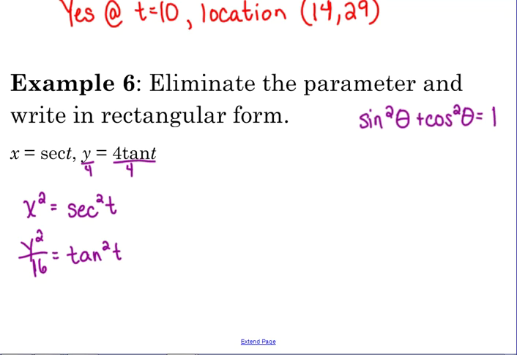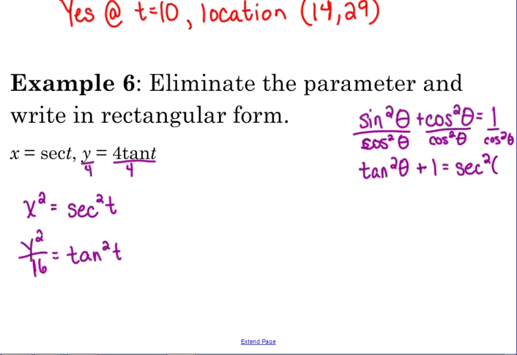Secant is 1 over cosine. So I divide everything by cosine squared. Sine squared over cosine squared is 1. No, it is not. It's tangent. Getting ahead of myself here. That's tangent squared. Cosine squared over cosine squared is 1. 1 over cosine squared is secant squared.